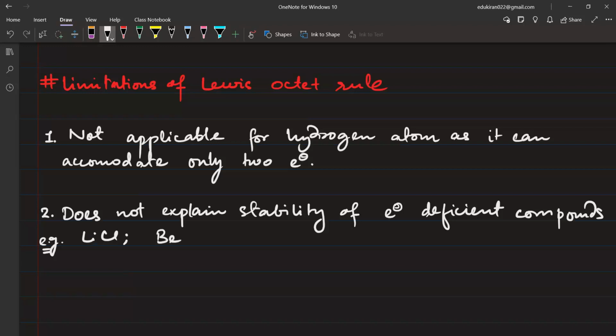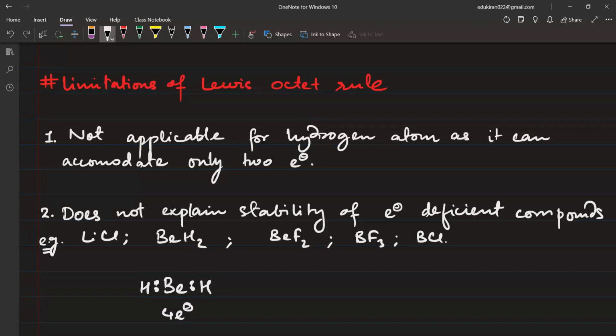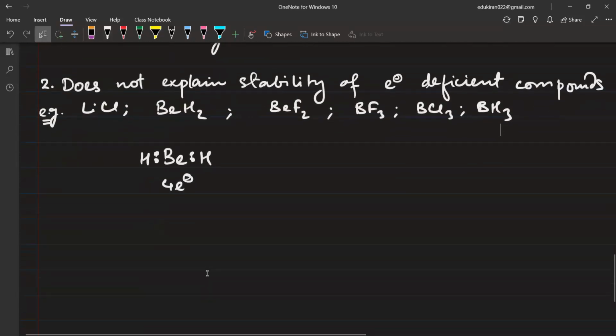And then we have BeH2. The structure is like this: beryllium bonded with 2 hydrogens. There will be only 4 valence electrons. Beryllium has 2, hydrogen has 2, 4 valence electrons, and we have made the skeleton out of that. So here beryllium is not having 8 electrons, hydrogen is also not having 8 electrons, right? These are only 4 electron structures. So how is this stable? Then similarly you have BeF2, BF3, BCl3, BH3. All of these are examples of what? Electron deficient compounds.